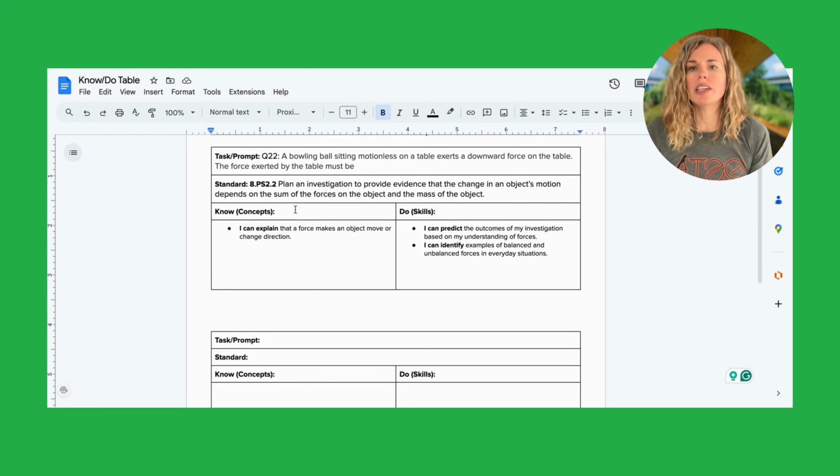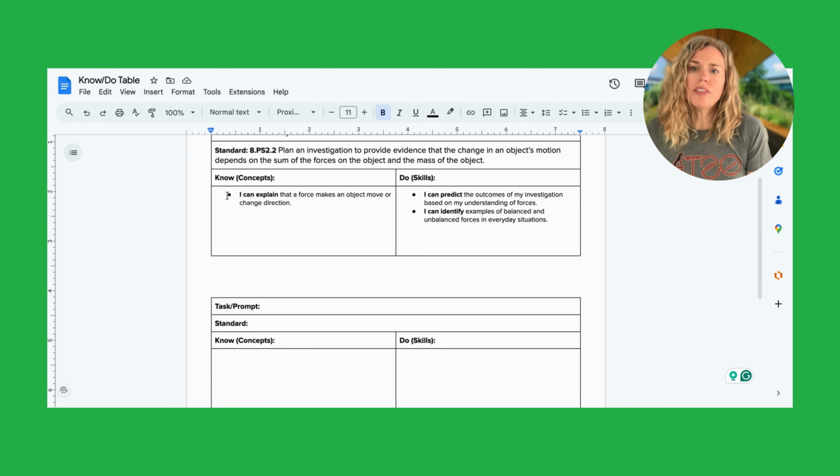So here's my no. These are like the concepts students should be able to explain or understand. And the do are kind of the action items. So how are they applying that knowledge? For filling out this no and do table, you should immediately jump over to our curriculum guide.